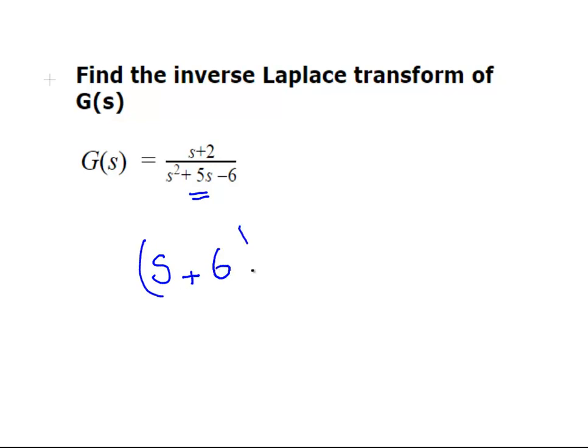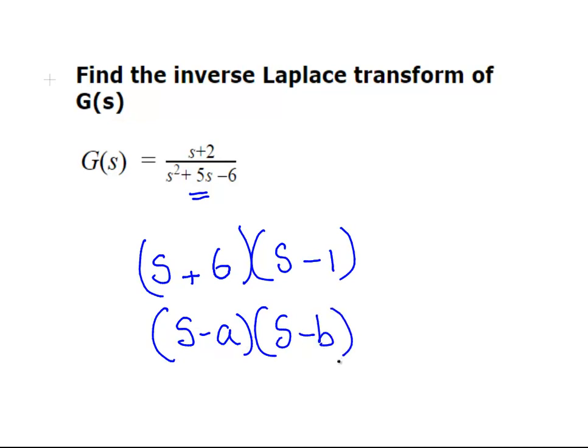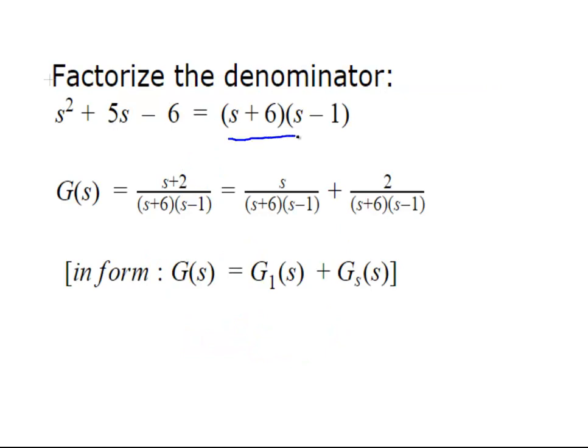S plus 6 times s minus 1, and that's in the form s minus a, s minus b, or vice versa, actually. I might switch the order there, you'll see why in a second, but essentially it's in that form. So there we have it, s plus 6 times s minus 1.